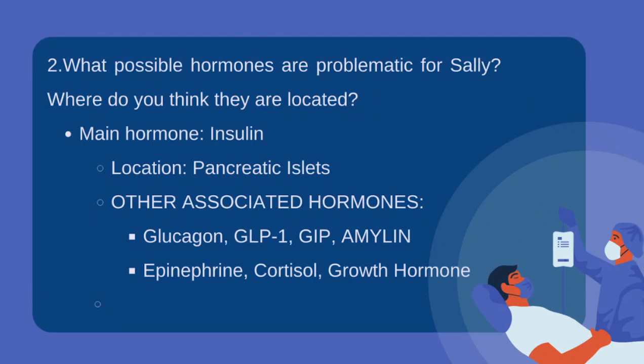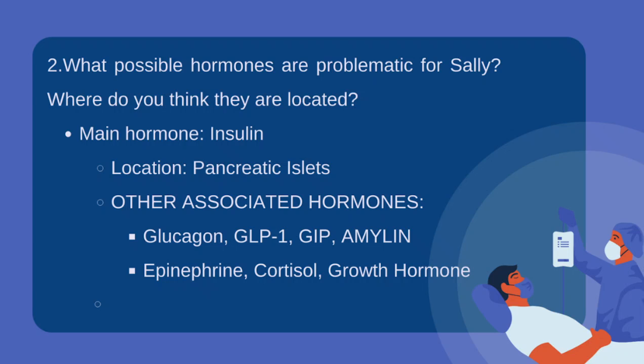What possible hormones are problematic for Sally? Where do you think they are located? The hormones problematic for Sally are her insulin and glucagon. Insulin is found in the pancreatic islets and is produced in the pancreas. And also, glucagon is secreted by the pancreas.